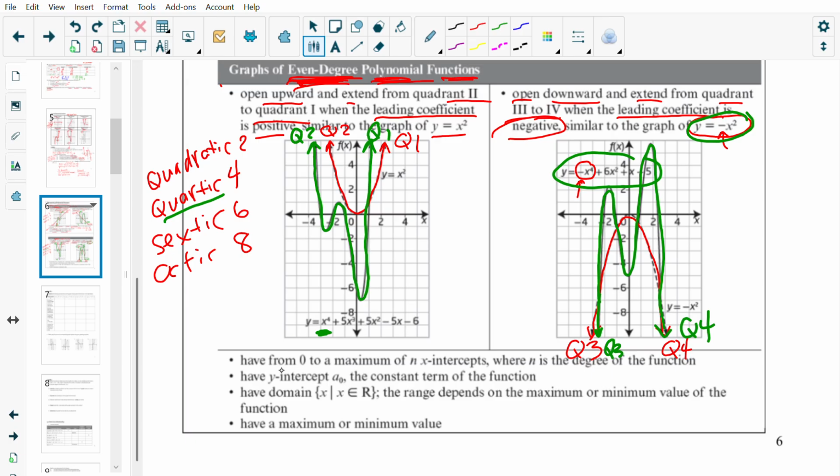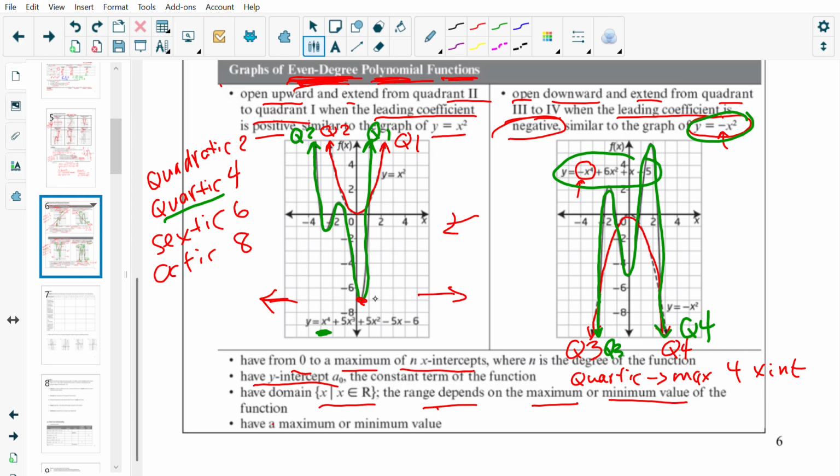Characteristics of even degree polynomial functions: they have from 0 to a maximum of n x-intercepts. So for a quartic, a max of 4 x-intercepts. They have a y-intercept, where x equals 0, the constant term of the function, and a domain of all real numbers x. So you can see it stretches left and right. And the range depends on the maximum or minimum value of the function. So here, that's a min. Here, that's a max.